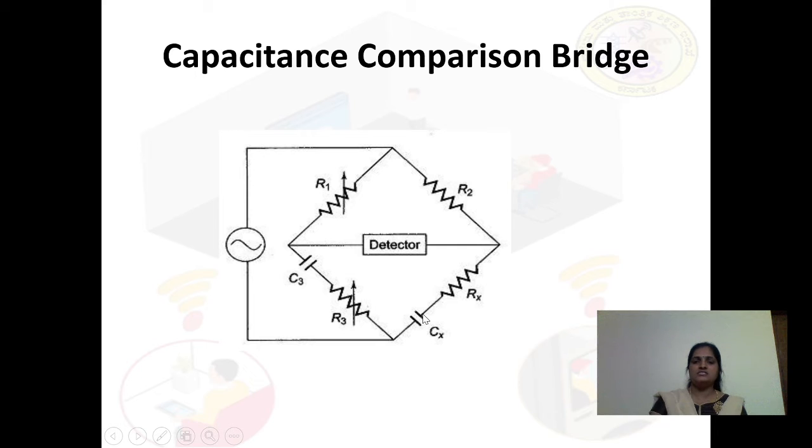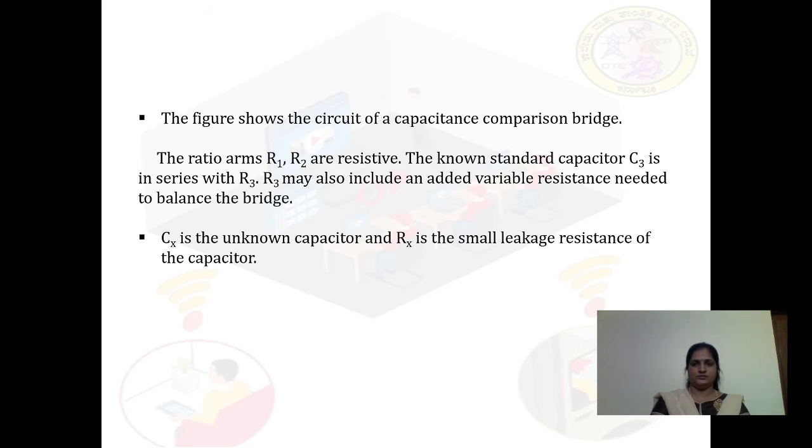Rx is connected in series with Cx, so we have to balance R2 with R1 and R3, C3 with Cx and Rx. In this way we are going to balance the bridge, and between the two opposite junctions we have connected a detector, because it is an AC bridge.